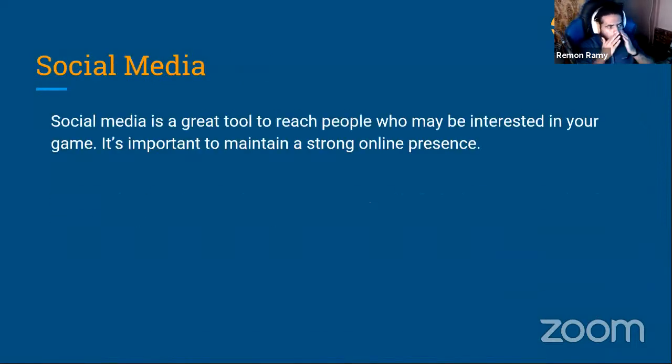Right. So moving on. So we have social media. It's very important to have really strong social media or online presence for your game to get people to look into it and be interested in wanting to try it out, or at least find out that it exists. Because you could have an amazing game, but no one knows about it, and that's exactly what marketing and social media are for.